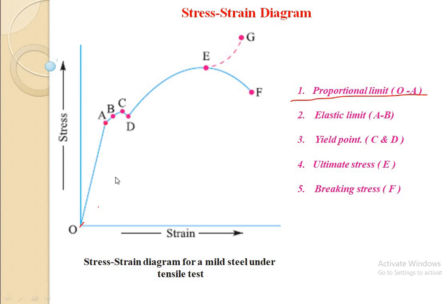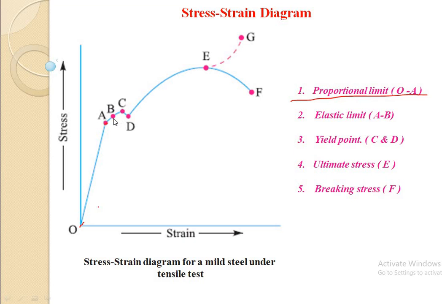Now A to B is known as the elastic limit. It may be noted that even if the load is increased beyond point A up to the point B, the material will regain its shape and size when the load is removed. This means that the material has elastic properties up to the point B. This point is known as the elastic limit.